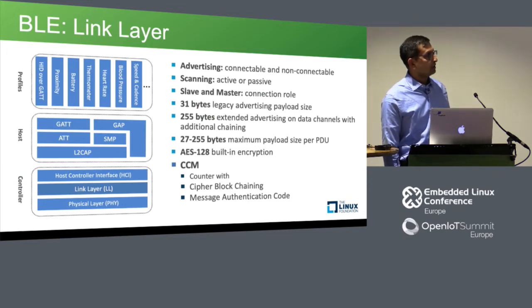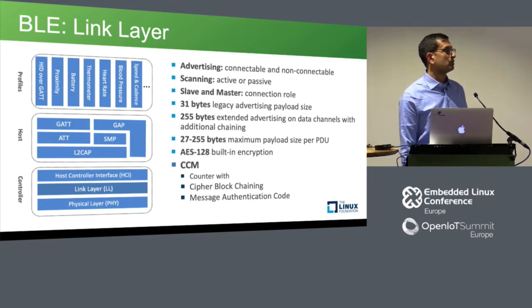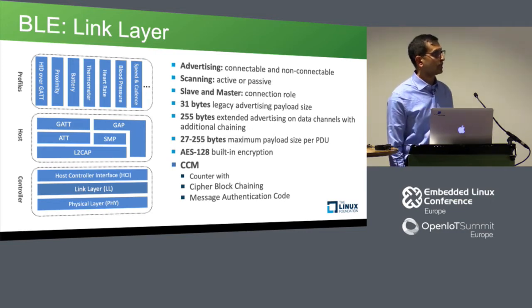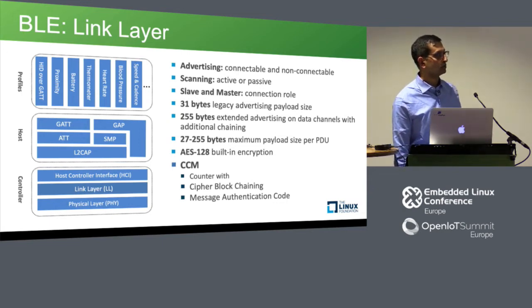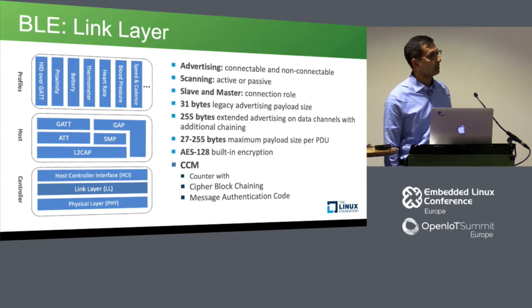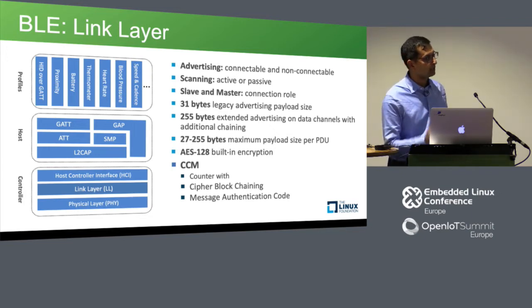On the link layer, the responsibility of the link layer is to maintain the advertising state, scanning state, and to be in the slave or master role. The legacy advertising payload was up to 31 bytes. The extended advertising now supports up to 255 bytes. Plus, you can chain them to achieve longer advertising packets. But the advertising extension would then be using the data channels. So they will have a very small packet on the advertising channel, and then they will chain or continue with the advertising data on the data channels.